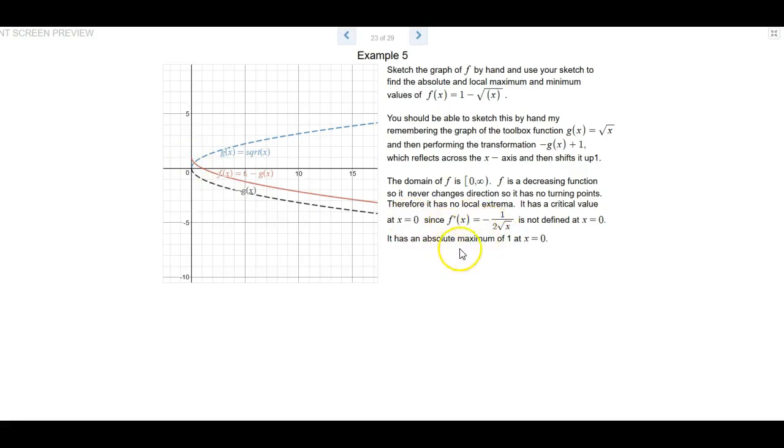So notice that where x is 0 is a critical value, because if we take the derivative of f, we see that it's not defined at x equals 0.